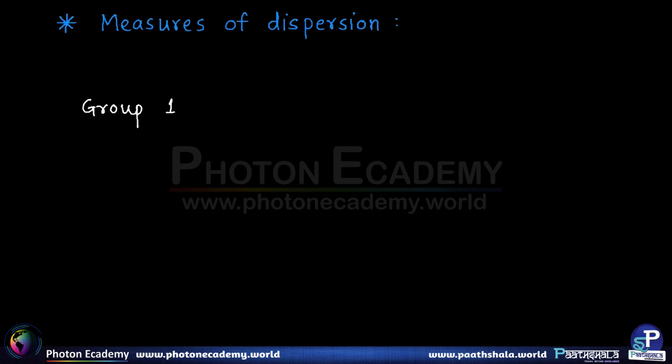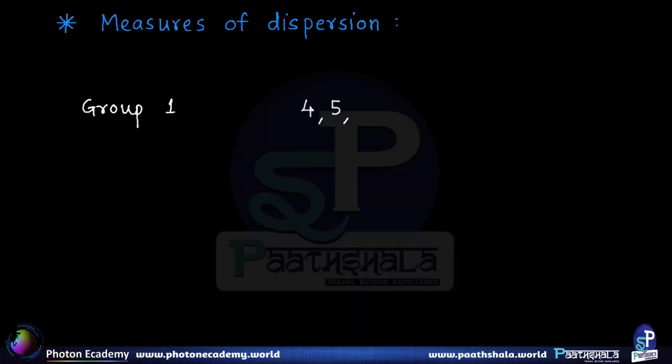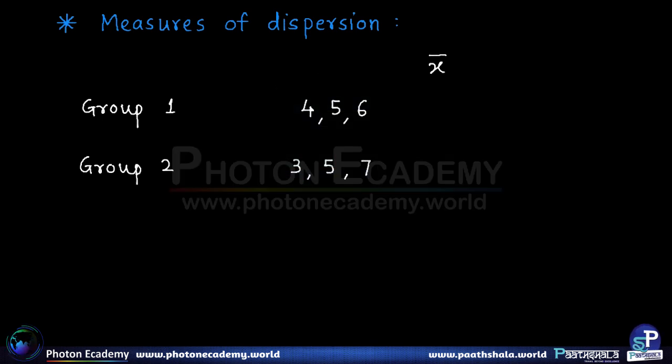Now to clarify this point, consider two sets of data or the two groups. First group has the observations 4, 5 and 6, and second group also has 3 observations but with the values 3, 5 and 7. Now if we calculate the mean for each of these groups, we will see that the mean for both the groups is same. We can easily verify.